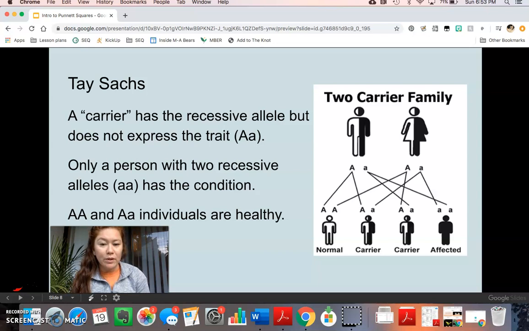So only a person with two recessive alleles actually has that condition. Homozygous dominant, capital A, and heterozygous individuals, capital A, lowercase a, are healthy. They have no symptoms. They don't have half the symptoms of someone who has a full case of Tay-Sachs. They just don't have any of the symptoms whatsoever.